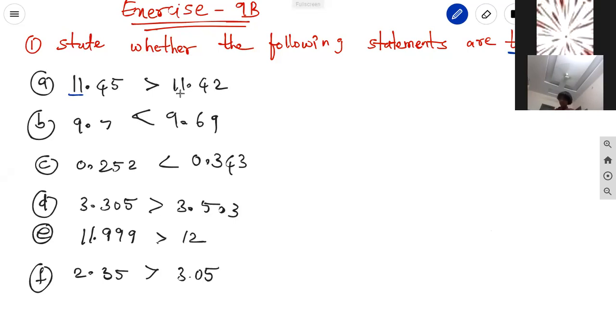First compare the whole number, it's fine. 10th digit is 4, 4, okay. Next 100th digit is 5, 2, it's true. Why? Because 5 is greater value.